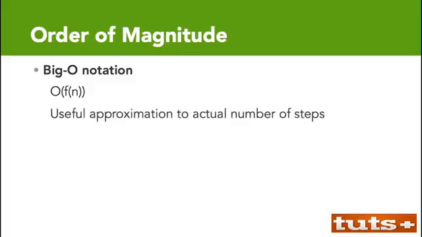Deciding on an appropriate basic unit of computation can be a complicated problem and will depend on how the algorithm is implemented. Order of magnitude is often called Big O notation, where the O stands for order and is written O of a function of n. It provides a useful approximation to the actual number of steps in the computation.